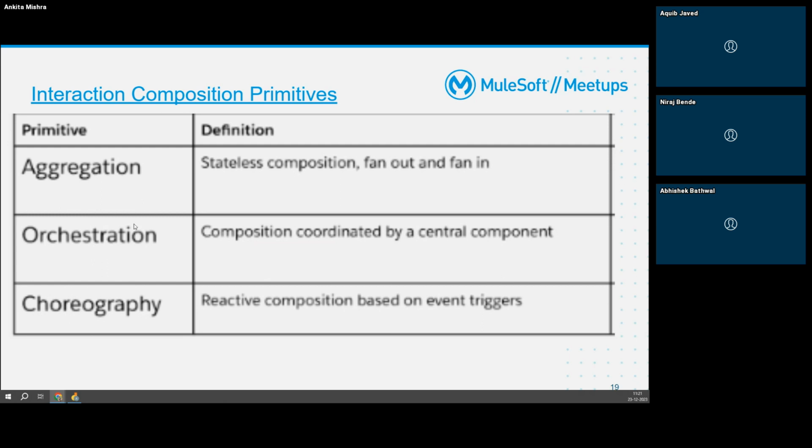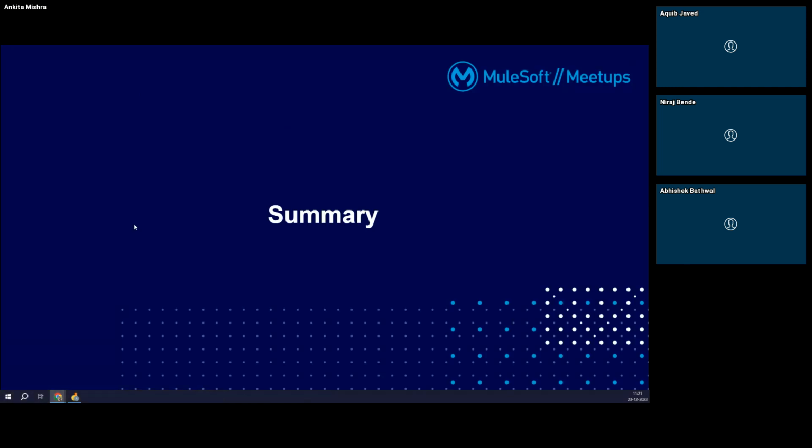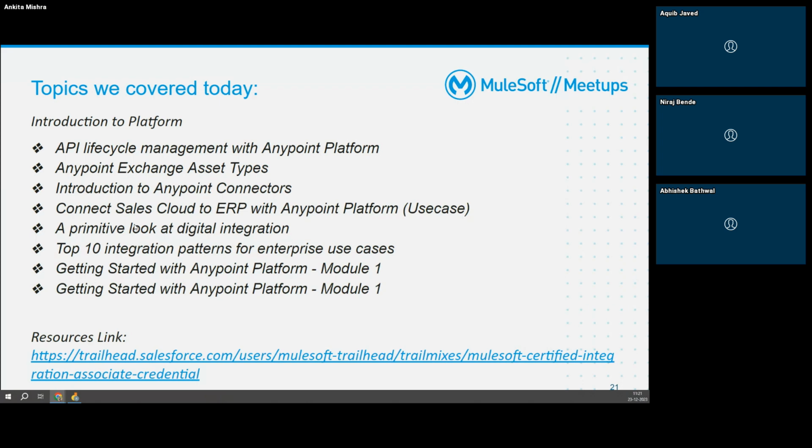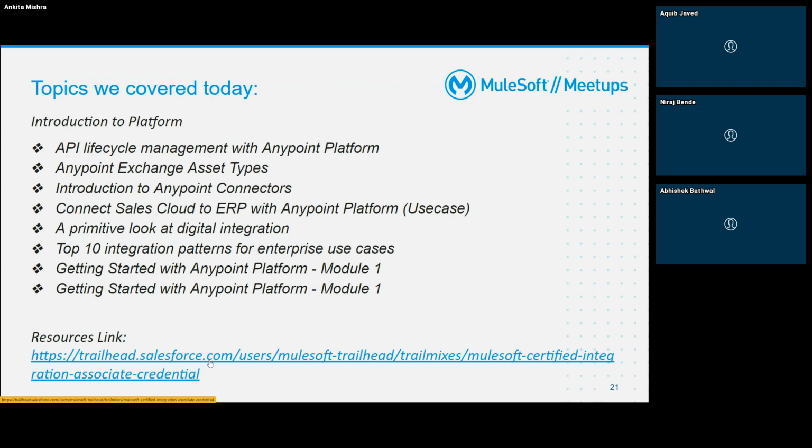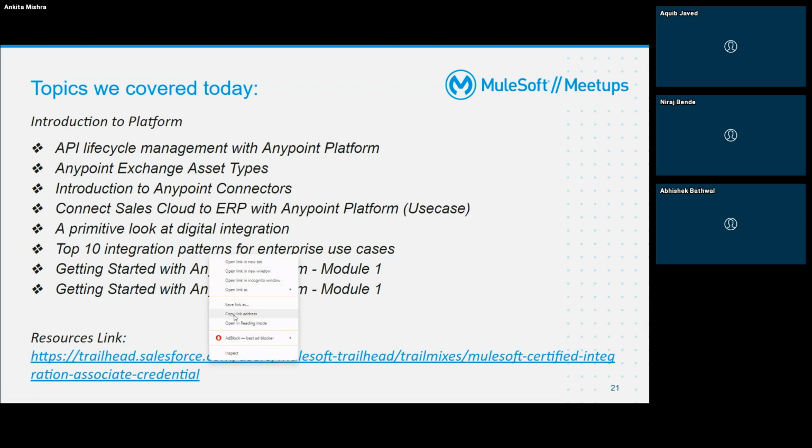All right. So with this, I have completed the second part of our MIA series. In this part, we talked about Anypoint platform primarily. We talked about API lifecycle management with Anypoint platform. So these are the topics that you can find in your MIA portal. This is the link to your MIA portal. I can share this link. I'll just copy the link address and share it in the chat window.